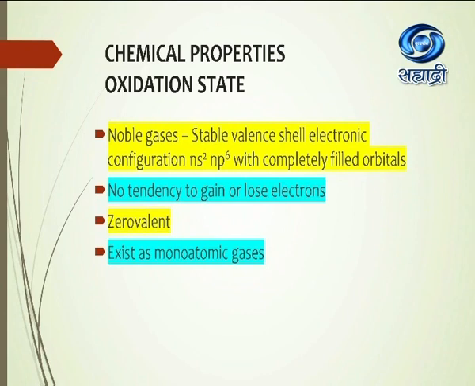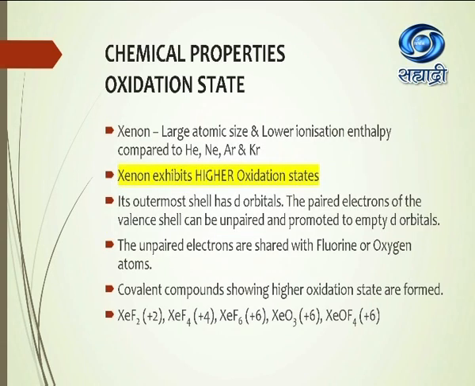Now chemical properties. The first is oxidation state. Basically, noble gases possess stable valence shell electronic configuration, that is ns2np6 with completely filled orbitals. And so they have no tendency to gain electrons or to lose electrons. And therefore these elements are zero valent, and they exist as monoatomic gases, that is chemical inertness in other words.